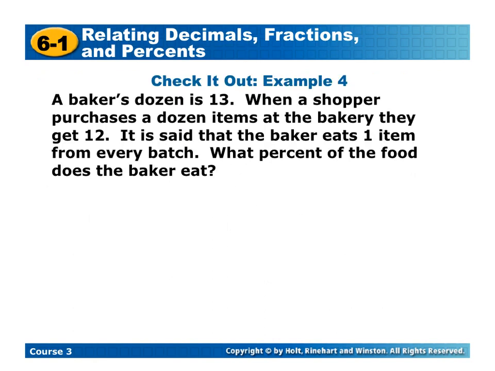Now it's your turn to try this problem, so go ahead and pause the video and try this one out on your own. A baker's dozen is 13. When a shopper purchases a dozen items at the bakery, they get 12. It is said that the baker eats one item for every batch. What percent of the food does the baker eat?